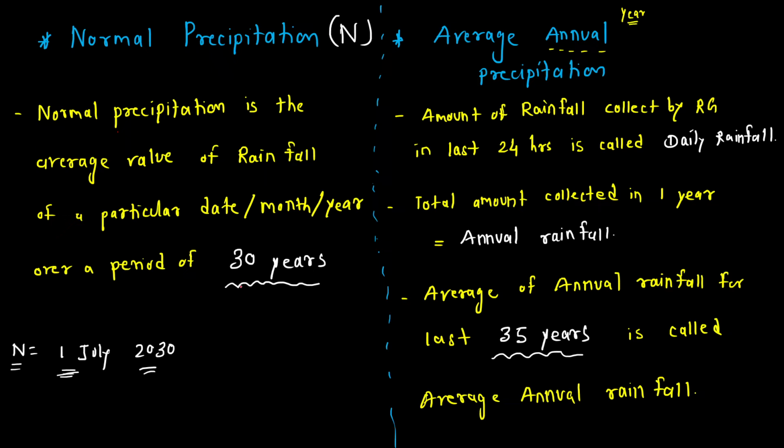So in the previous video, we have seen the two important concepts, that is normal precipitation and average annual precipitation. So in this video now, we will be discussing the next and one of the most important parts of hydrology, that is about estimation of missing data.